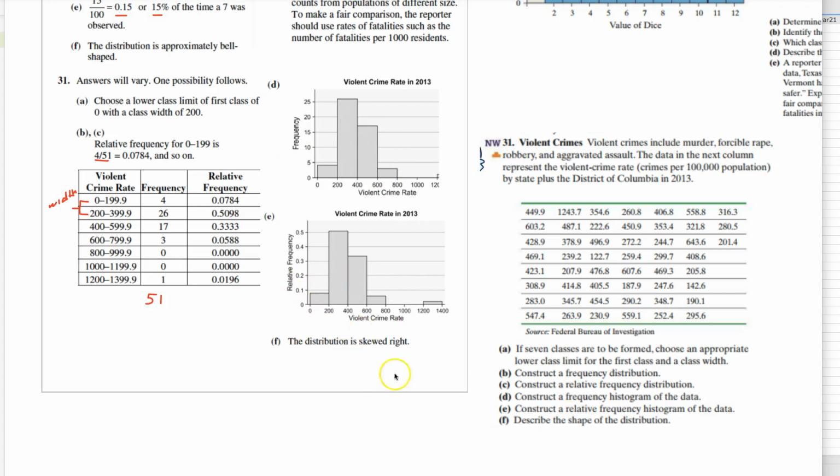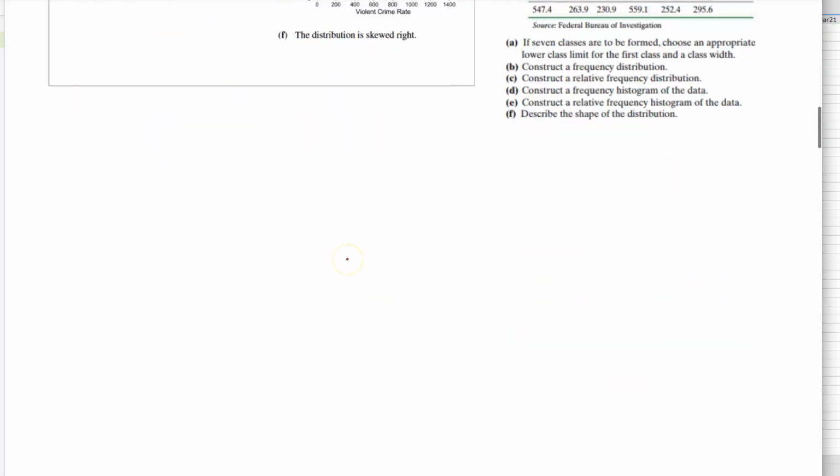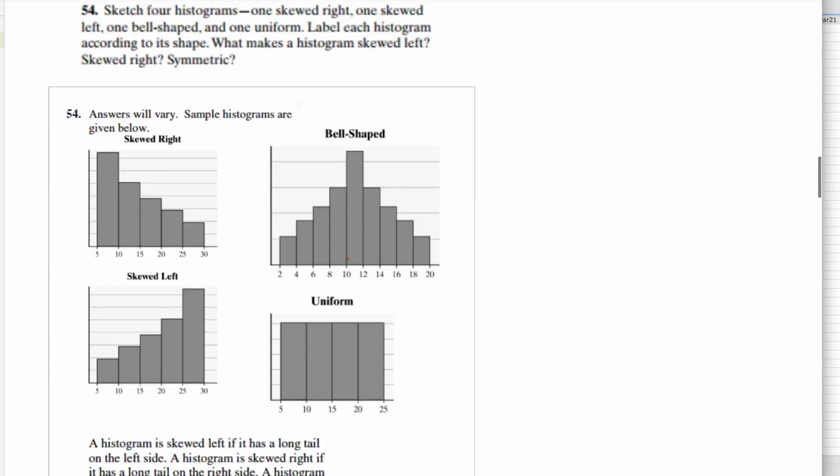The important thing is, if we want to describe the shape, what I see is it goes like this, and then you have a tail on the right. There's your tail. And so from there, you can see this is skewed right. Again, you could have done this on StatCrunch. There are many ways to do this. Make sure you understand the interpretation and the difference between frequency and relative frequency. And I think there's one more question here.